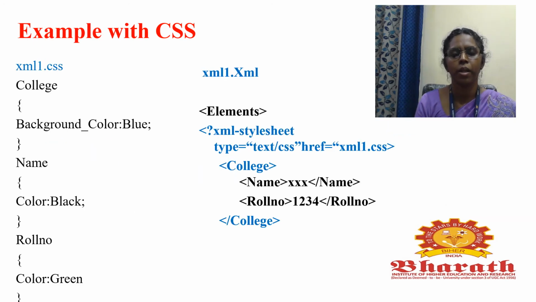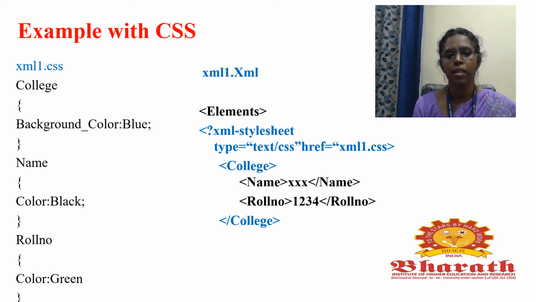This is an example. We are writing the CSS program as a separate file. So here we are having college name. Then within that name attribute, we are specifying the background color is blue. Then again name should be color black, and the roll number should follow the color green. So this is the CSS we are specifying.